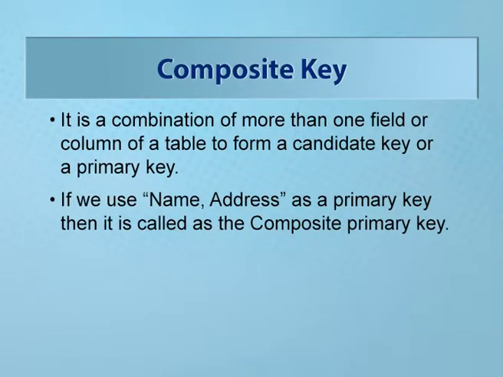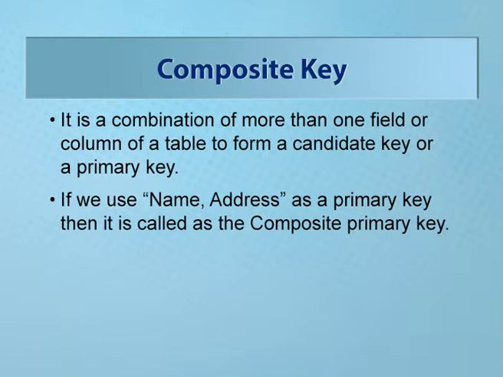Another key is there, but it does not have much prominence. However, we can remember it as the composite key. The composite key is a composition of many keys. It is a combination of more than one field or column of a table to form a candidate key or a primary key.